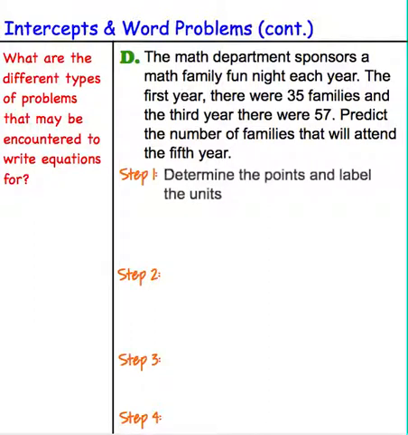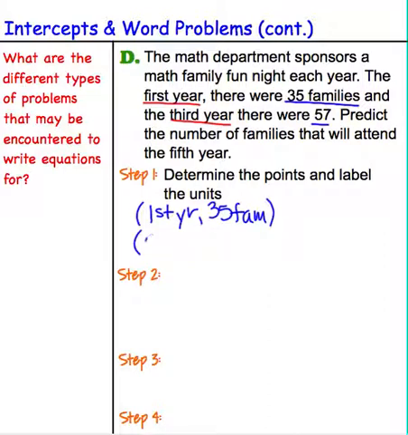So the first thing we're actually going to do is determine our points and label our units. So I see here that we have first year, we have a third year, and then obviously we're asking about the fifth year. And we've got 35 families and 57 families. So we always talked about how time is always independent, which means it's always X. So we have here, first year, we had 35 families. And the second year, or sorry, the third year, we had 57 families.